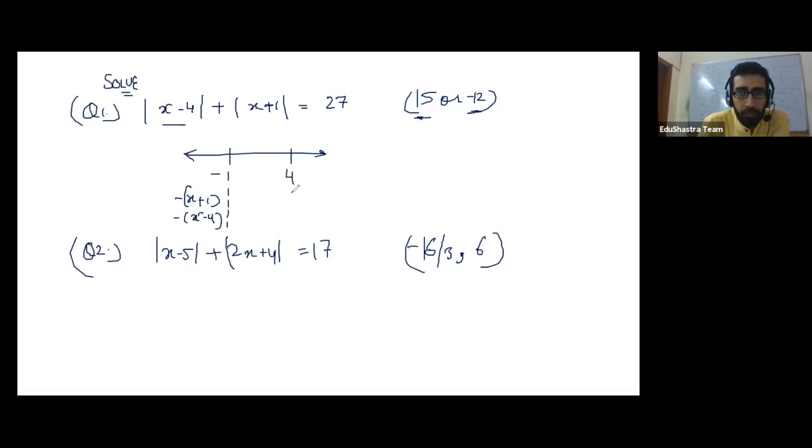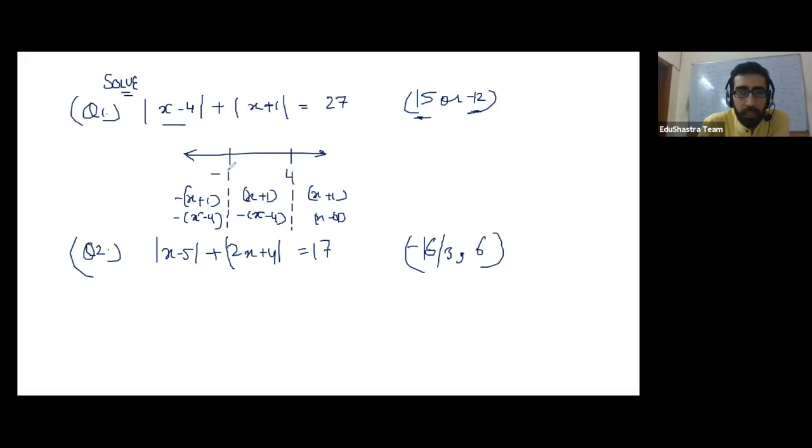Between minus 1 and 4, x minus 4 remains negative. It remains minus of x minus 4, sorry. But x plus 1 becomes positive, so it becomes x plus 1. And when x is greater than 4, both are positive. It becomes x plus 1 and x minus 4.